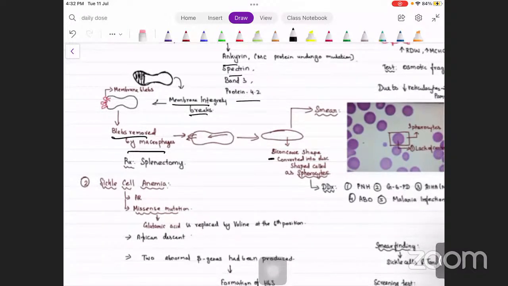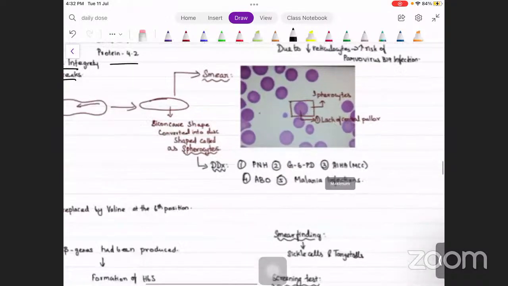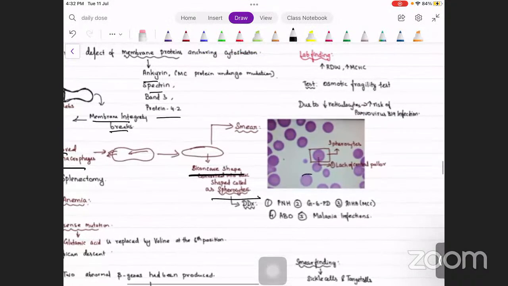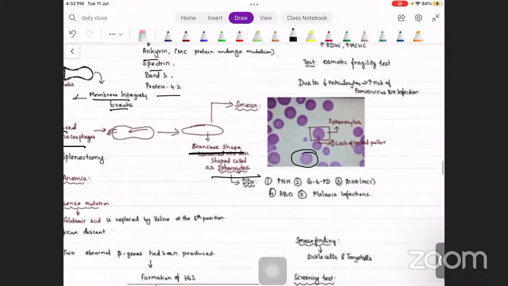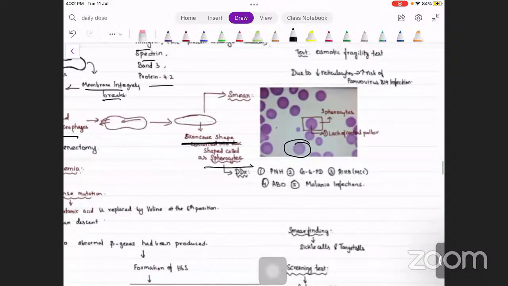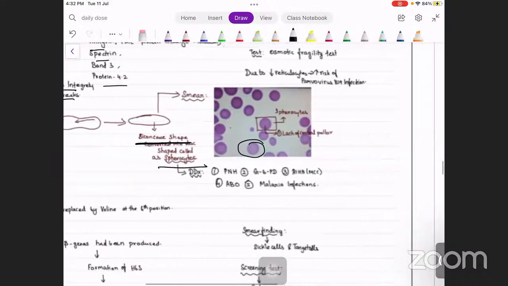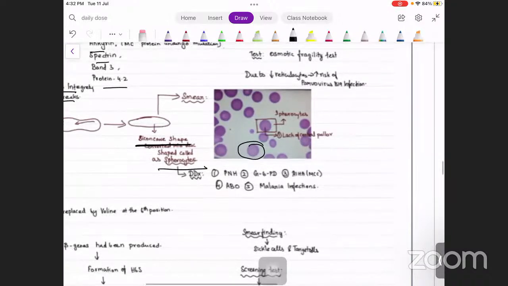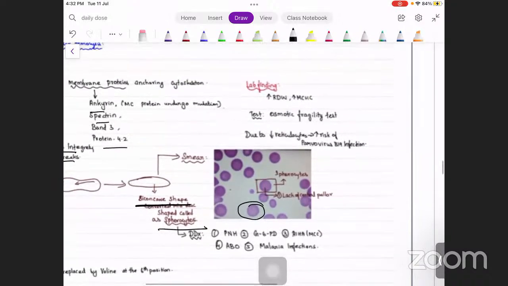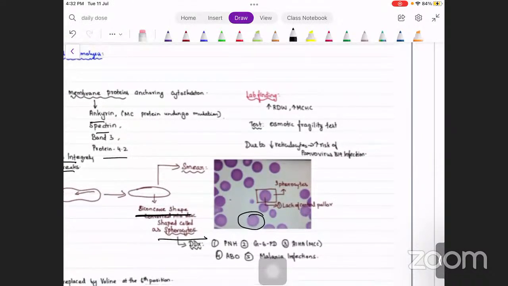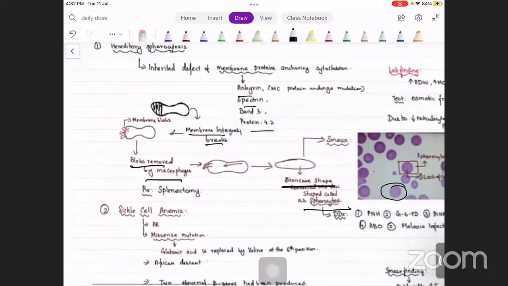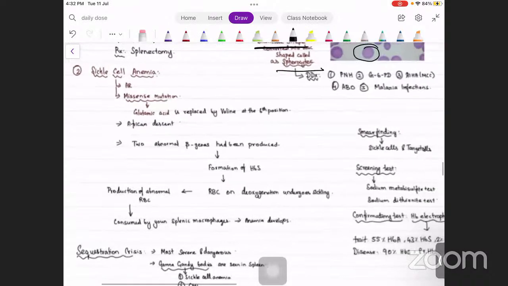The biconcave shape of your RBC is converted into a spherical cell, the spherocyte. You should know that there is a lack of central pallor associated with spherocytes, where lab investigation shows increased RDW and increased MCHC. The test for this hemolytic anemia is the osmotic fragility test, as in hereditary spherocytosis.